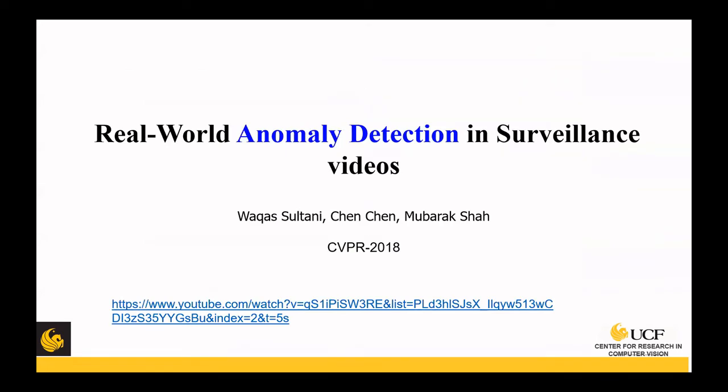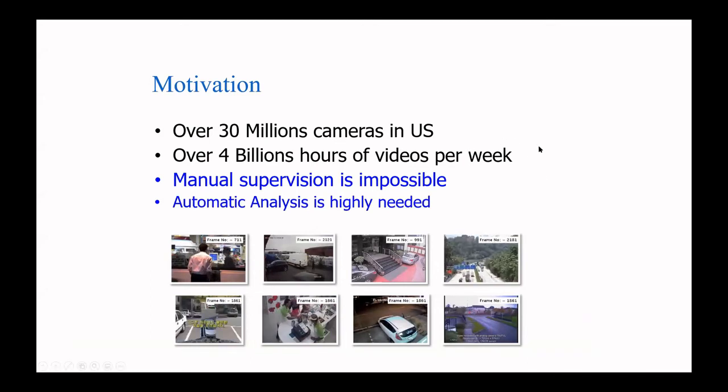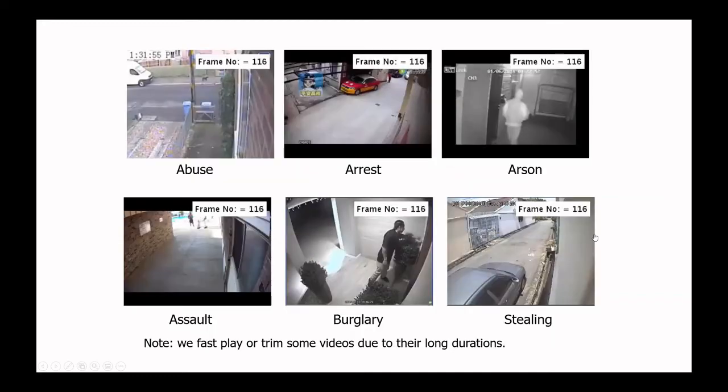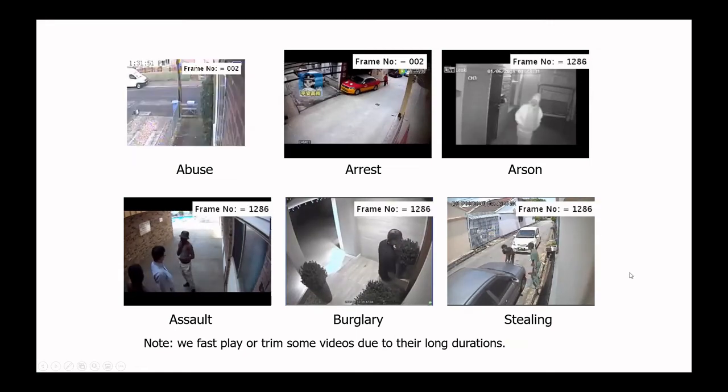Okay, so now another problem we are interested in is detecting anomalies. We had this paper in CVPR 18, and this is the video for that. You can watch the video, about 15 minutes, on YouTube. So as you know, there are so many cameras, this is 2-3 years old, there were 30 million cameras just in the US. And nobody is watching them. So the question is, can we automate that? In particular, we are interested in anomalies, the crime data, like abuse, arson, burglary, assault, and so on.